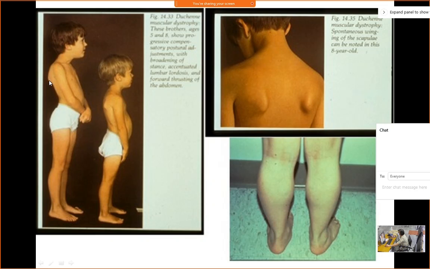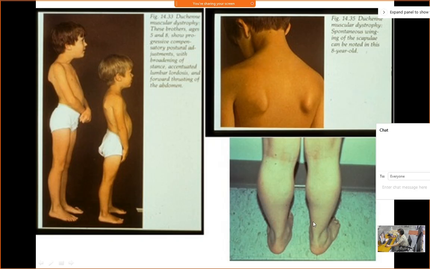And if you notice here, something pointing here, this is known as the winging of the scapula. This winging of the scapula is characteristic because of the wasting of the muscles around it. So the wing of the scapula is popping out like this. This is known as winging of scapula, which happens in Duchenne muscular dystrophy.